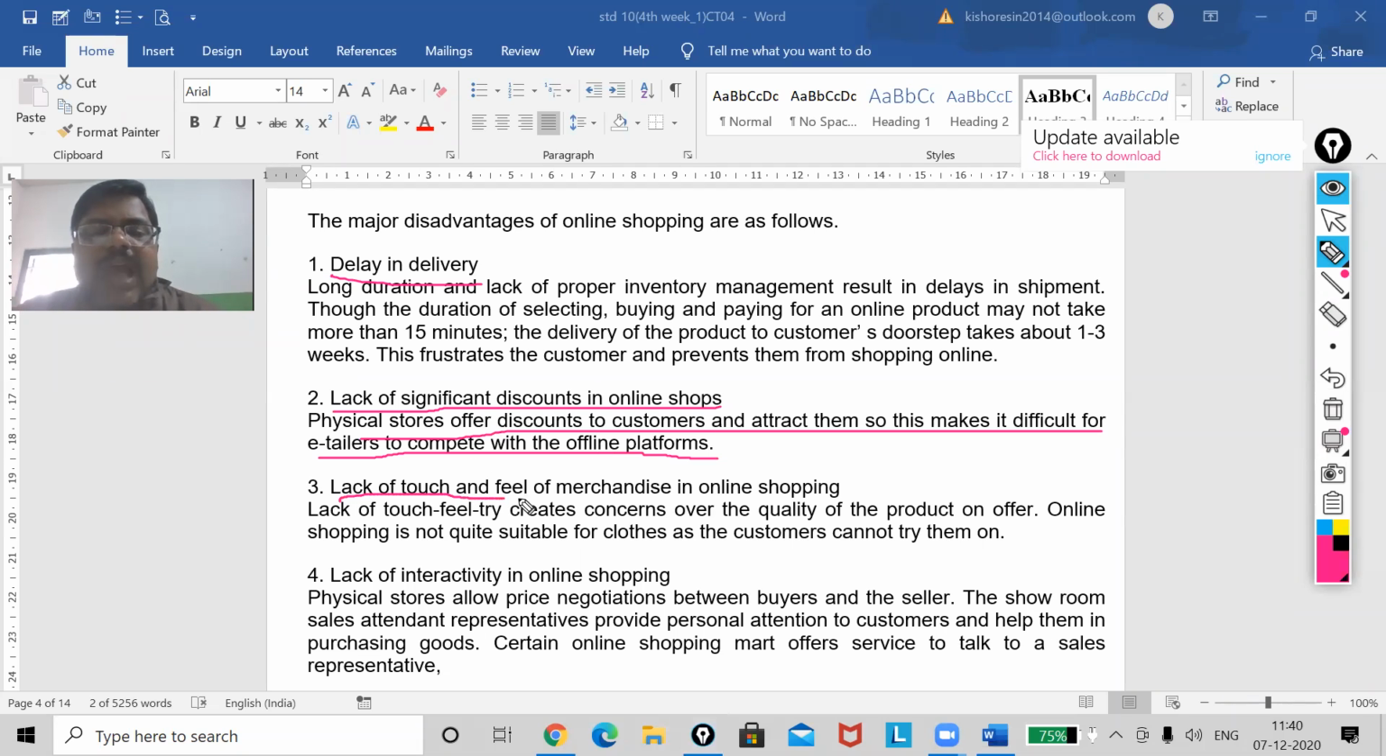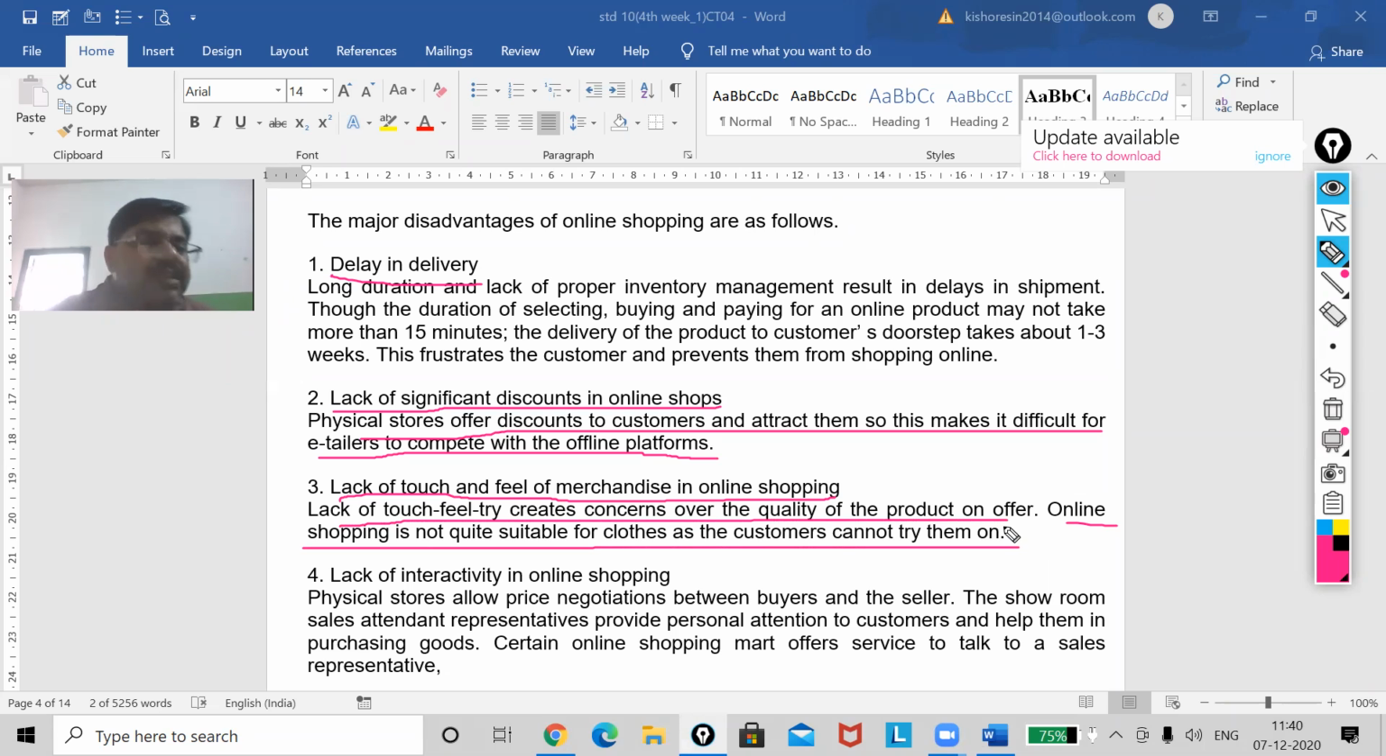Now, lack of touch and feel of merchandise in online shopping. You see, lack of touch, feel and try creates concern over the quality of the product. Yes, online shopping is not quite suitable for clothes as the customers cannot try them. The main problem is fitting. You have seen the product, you have seen the size, but even size can vary. 34, you know, 34, but when it is delivered to you, maybe it can be more, it can be less also.